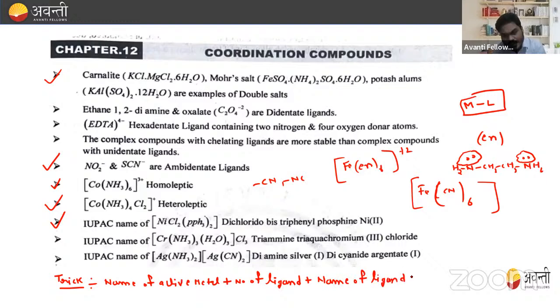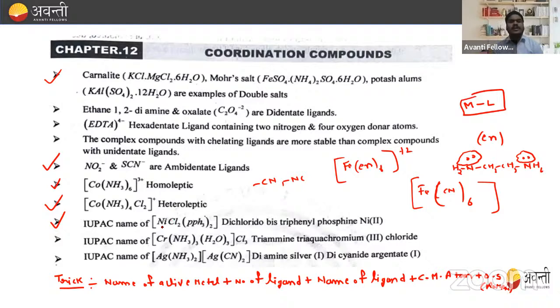Clear? After this, the active metal, number of ligands and name of the ligand are done. Then write the central metal atom. And last, write the oxidation state. Always write the oxidation state in Roman numerals. So these are some basic tricks. By using this, you can write the name of any coordination complex. What do you mean by the term active metal? Later I am going to give an example and you will understand this very easily.